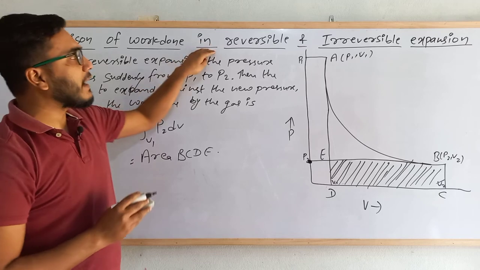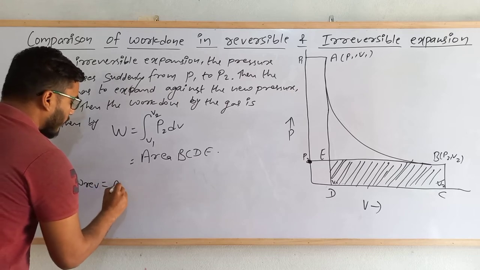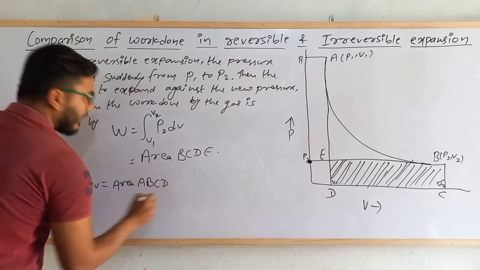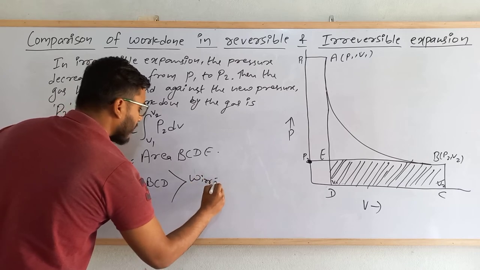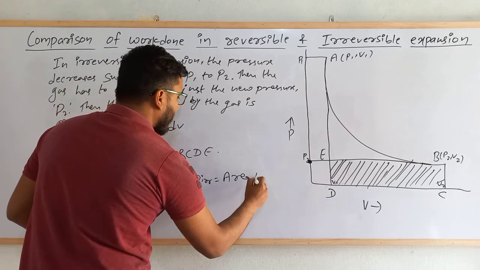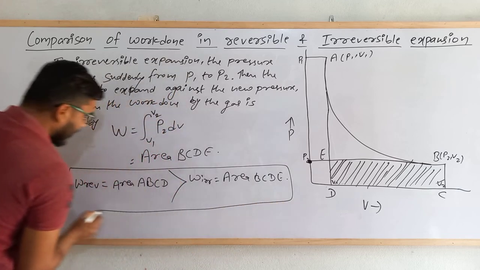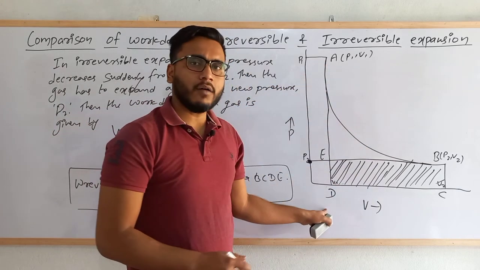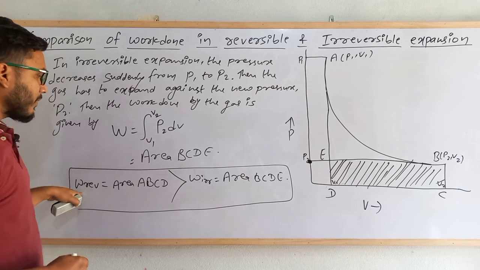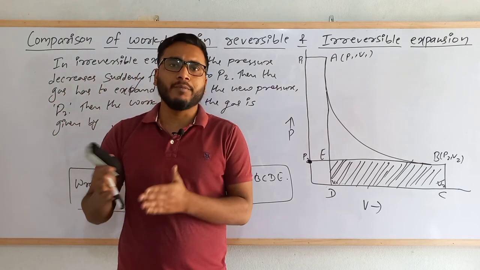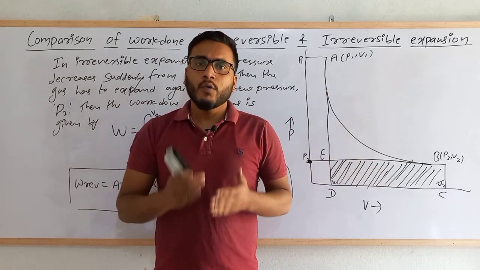What do we see? The work done by the gas in reversible process was equal to the area of ABCD, right? And work done in irreversible process is equal to the area of BCDE. I have given the greater than sign over here just to show you that the area of region ABCD is obviously greater than the area of region BCDE. And this proves that work done in reversible process is greater than the work done in irreversible process, as the area of region ABCD is greater. So graphically also, we got the same conclusion.